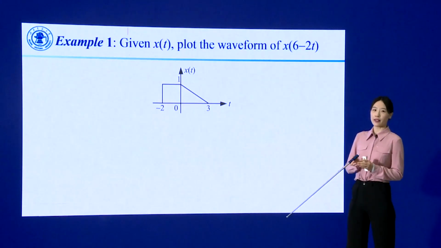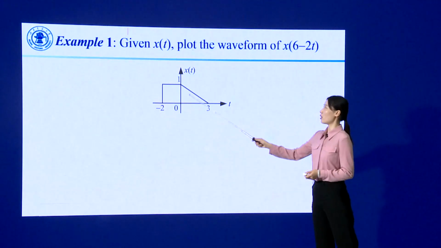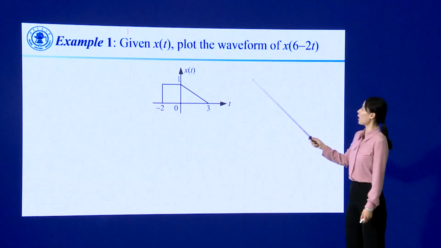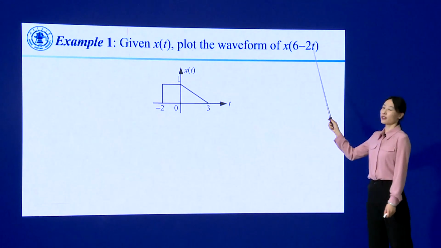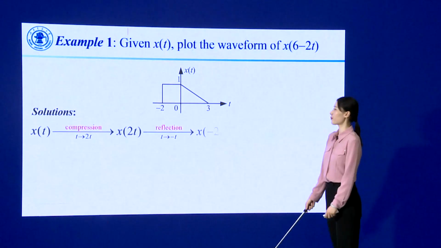Now let's give an example. Here we give the waveform of s(t). You should plot the waveform of this signal. Now let's give the solutions.